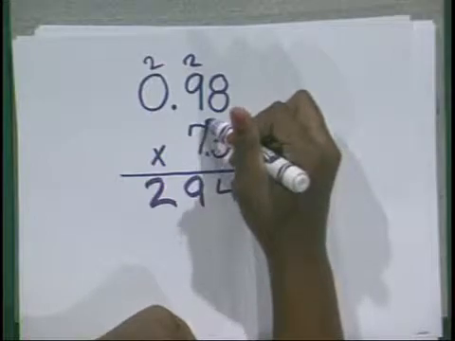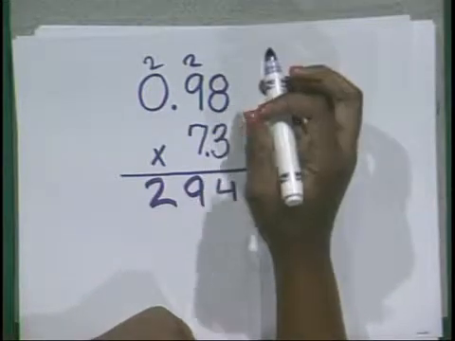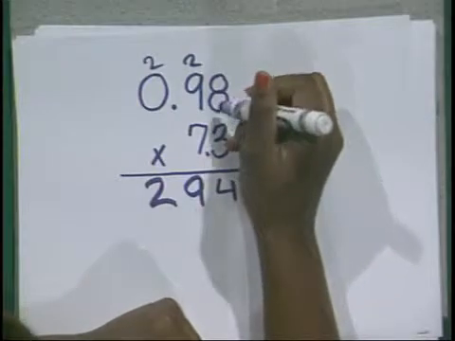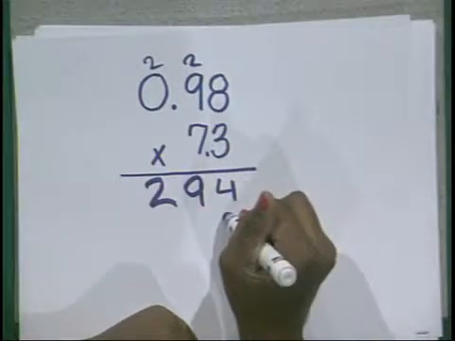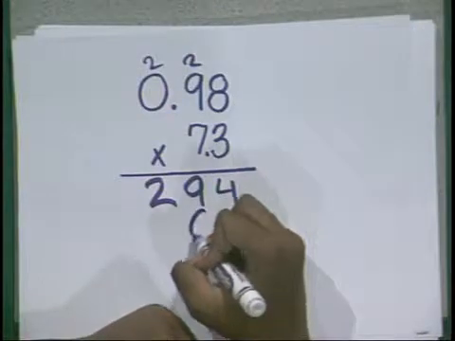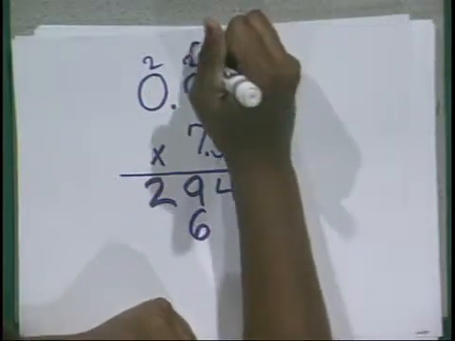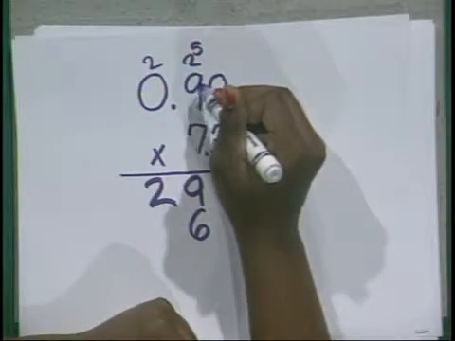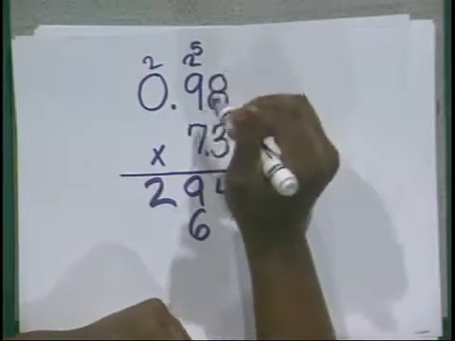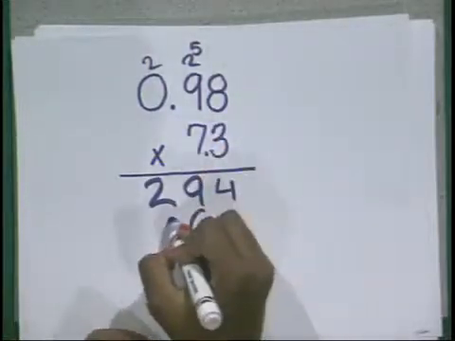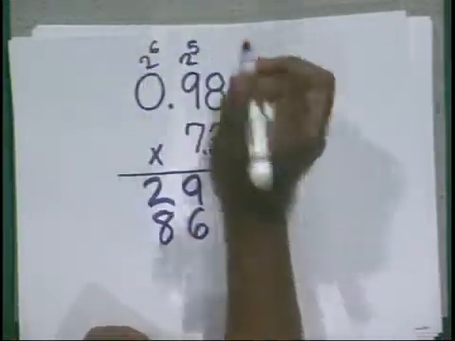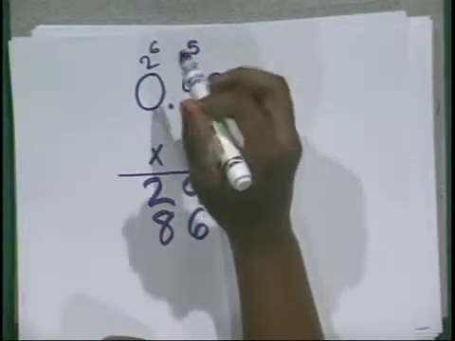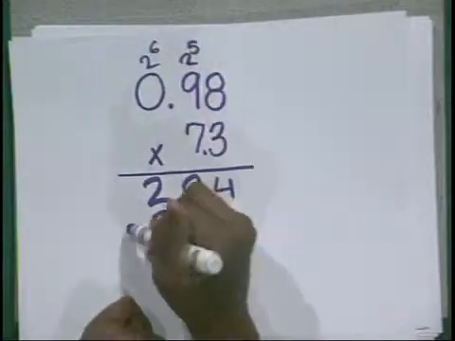Next we move to the ones column. Now we do 7 times 8, which equals 56. You drop your 6 and carry your 5. Next we do 7 times 9. 7 times 9 is 63. Plus 5 is 68. You drop your 8 and carry your 6. Next we do 7 times 0, which equals 0. Plus 6 is 6.